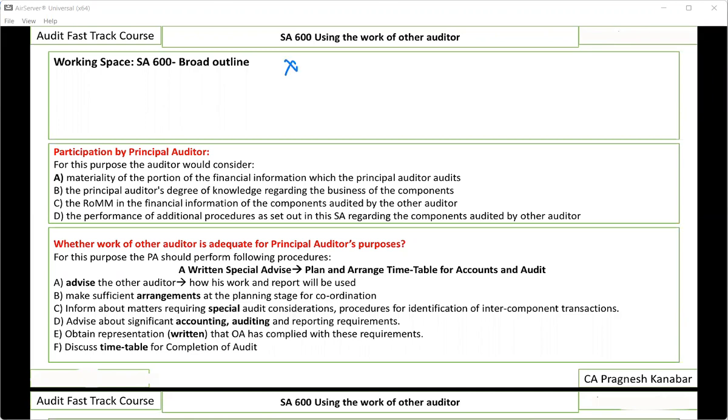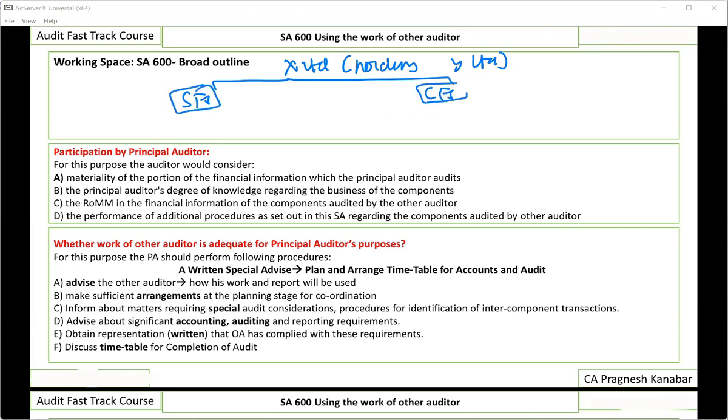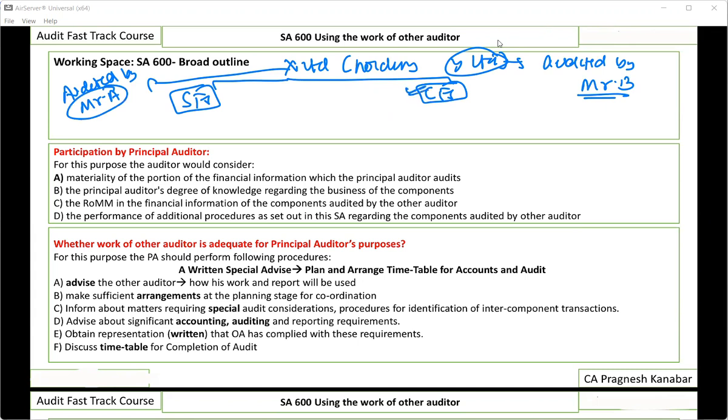Let us say that X Limited is holding Y Limited. Obviously X Limited will prepare two financial statements. One is standalone financial statements, another one is consolidated financial statements. Let us say X Limited is being audited by Mr. A, and Y Limited is being audited by Mr. B. So obviously Mr. A, while he is auditing consolidated financial statements, is going to use the work performed by Mr. B.